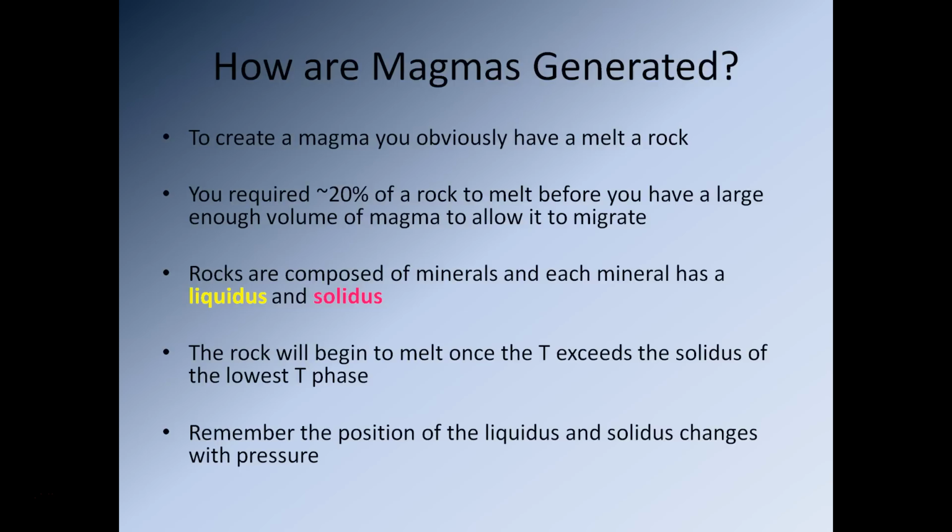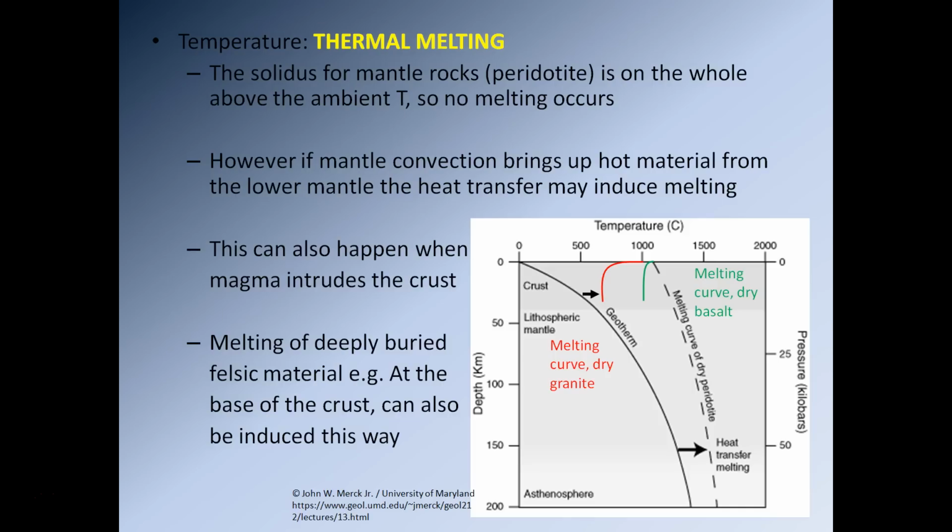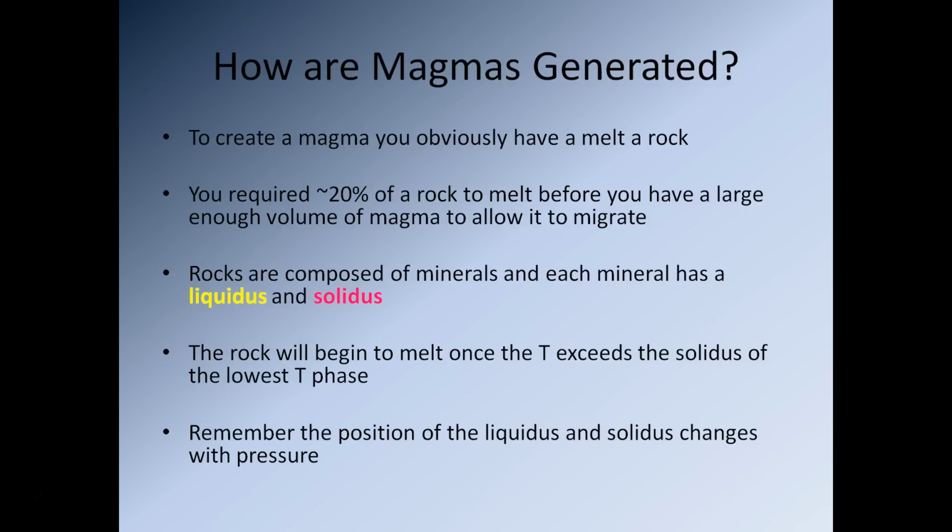So the final thing we're going to think about is how magmas are actually generated. To create a magma, you obviously have to melt a rock. In order to create enough magma so that it can migrate out of the rock, you need to melt approximately 20% of the rock. Now, why is this? Did I put a picture in? No, of course I didn't. That would have been helpful, but I didn't. So why do you have to melt 20%?